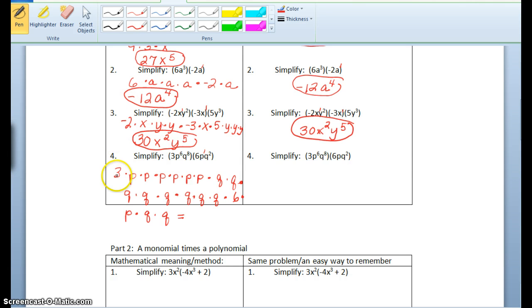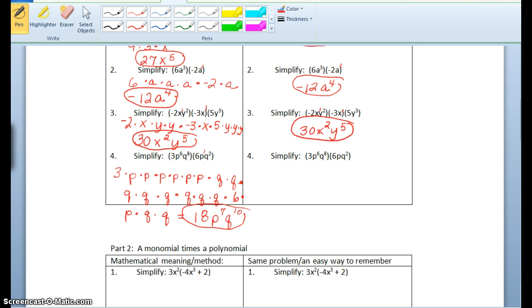But anyway, all you've got to do is say 3 times 6 is 18. We know we're going to have both a p and a q in our answer. Let's look at our p's. We have 1, 2, 3, 4, 5, 6, 7 p's, so it's going to be p to the 7th. For q, we have 1, 2, 3, 4, 5, 6, 7, 8, 9, 10 q's. So our answer is 18p to the 7th, q to the 10th.